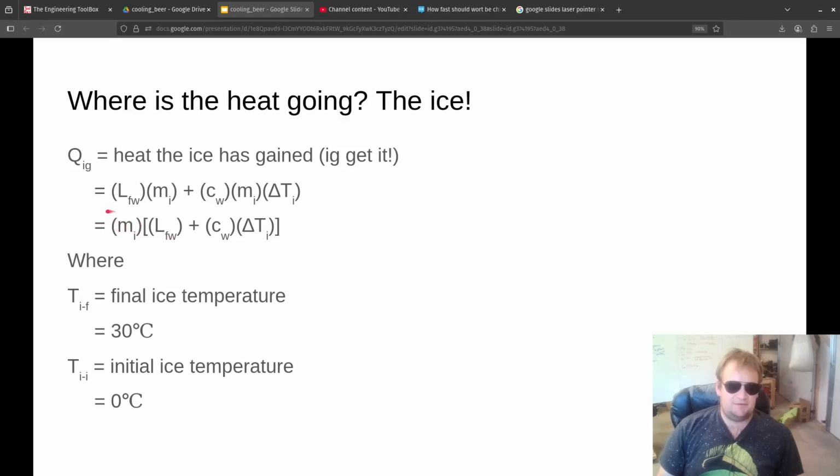Which I then simplify to get this mass of ice out of the equation. So we have the latent heat of fusion of water plus the specific heat of water times the delta T of the ice. Because I didn't define this before, I decided to define it down here. The final ice temperature is 30 degrees Celsius and the initial temperature is 0 because it was just being converted from ice into water.